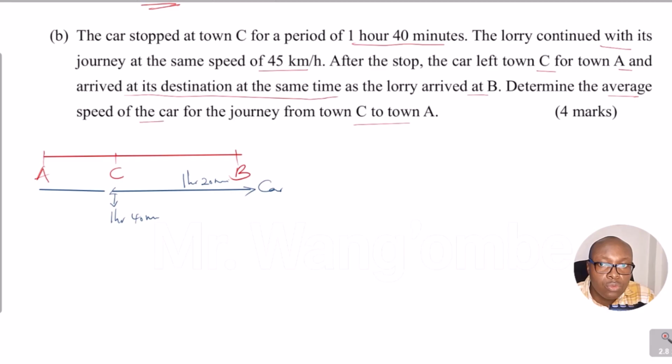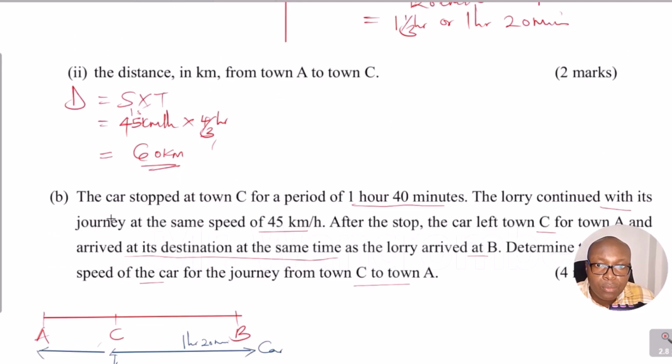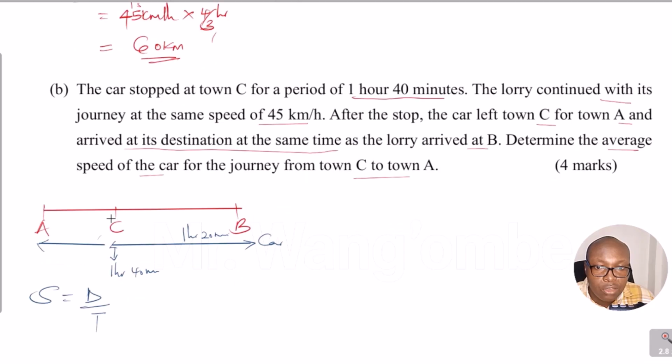Now we need to answer the question. From C to A, what was the speed? How do we get the speed? We get the speed by taking the distance divided by the time taken. So already we have the distance from C to A. We have it from the previous part: we got the distance from A to C as 60 kilometers. So what we are missing is the time taken from C to A.